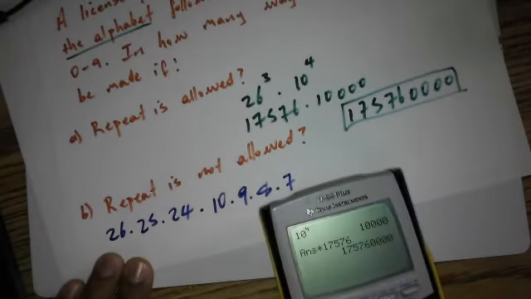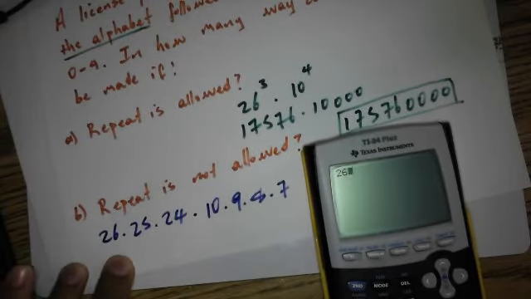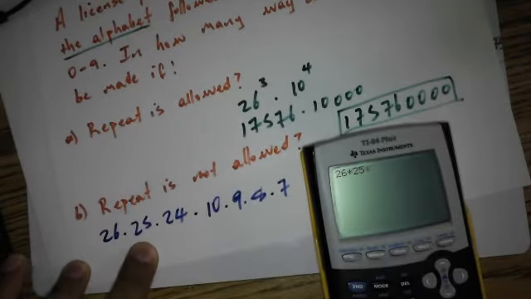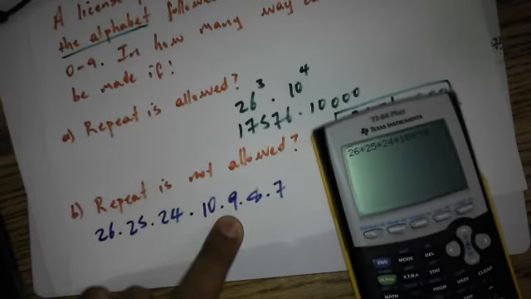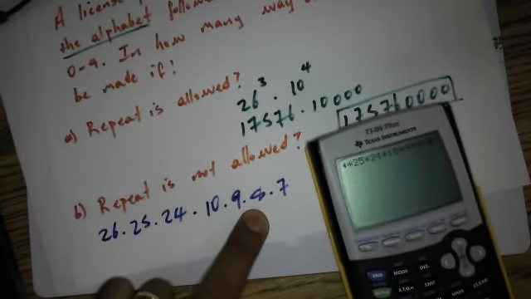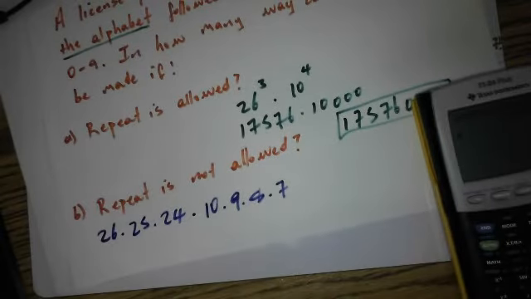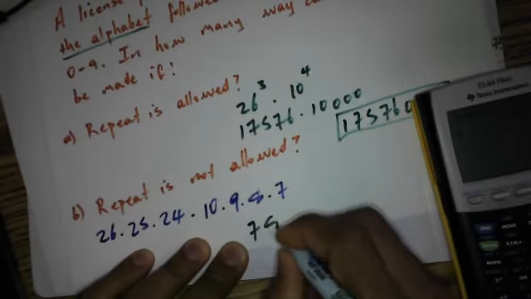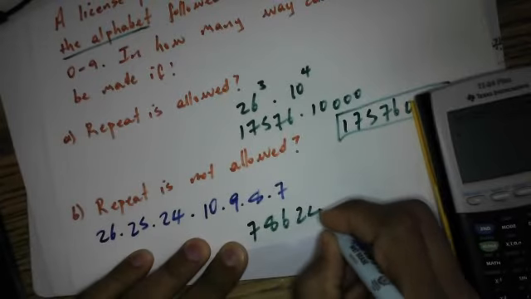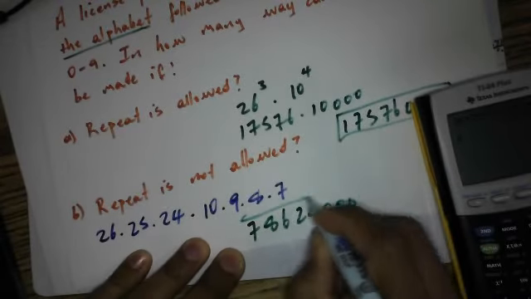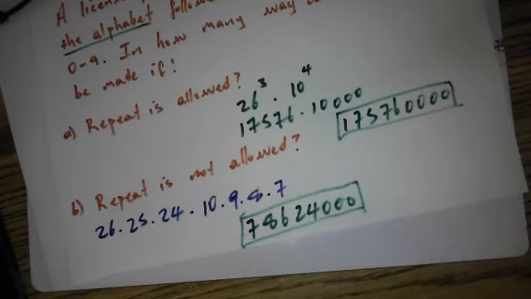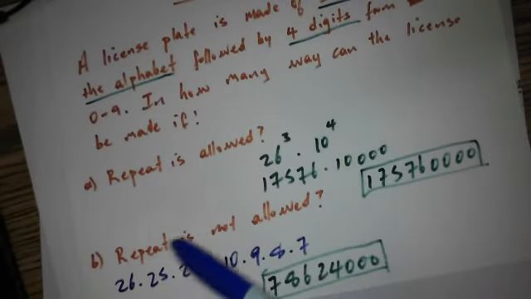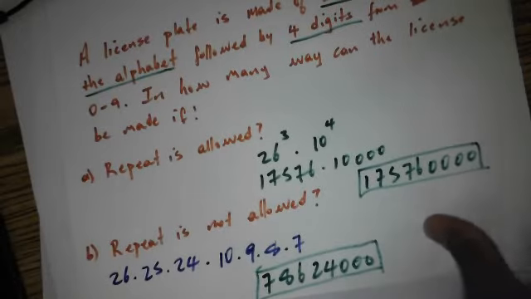Or again, you can find an exact value for this. So this would be 26 times 25 times 24 times 10 times 9 times 8 times 7, and that would give us 78,624,000. Okay, this would be your solution here. Alright, so pay attention if it says repetition is allowed or if repetition is not allowed. Okay, and this is the way you approach it.